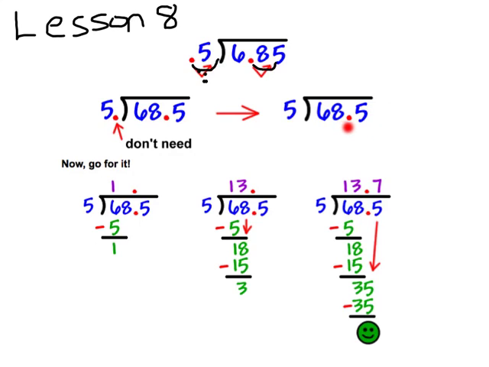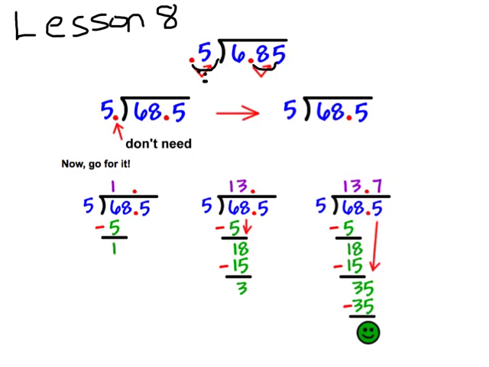Now, the only thing we have left to do with this decimal is to bring it up to right here. And you can see down here, they've done that. And then you just bring it up, and then you go on with your division like normal. Remember that the procedure for division of any number is divide, multiply, subtract, and then bring down the next number, and then you start all over again. Divide, multiply, subtract, bring down. And that brings you to your final answer.